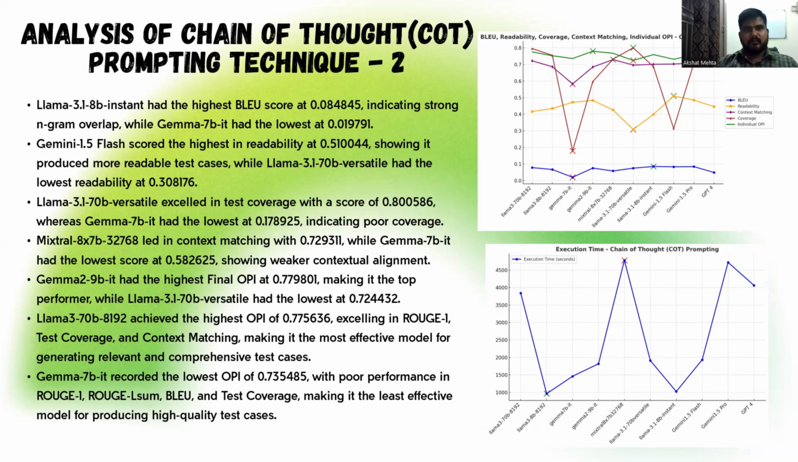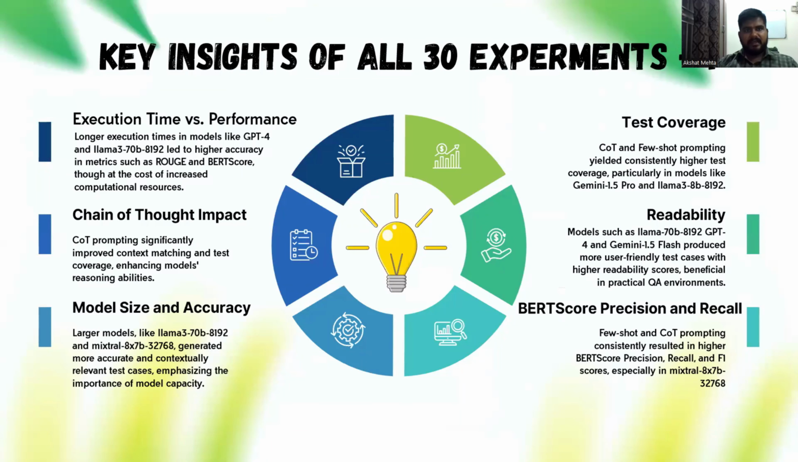Next, we will move to the key insights from all the 30 experiments. In this slide, we can look at the key insights from the 30 experiments conducted using different prompting techniques and models. Several important patterns can be found from these insights. First, execution time versus performance. Models like GPT-4 showed that longer execution times correlated with higher accuracy in metrics like ROUGE and BERT score. However, this requires more computational resources, highlighting a crucial trade-off between accuracy and efficiency.